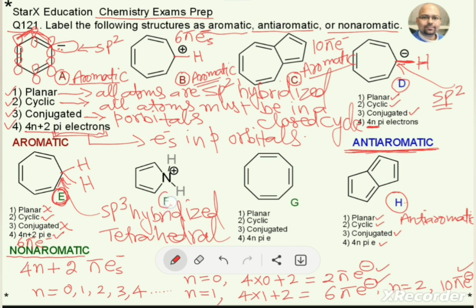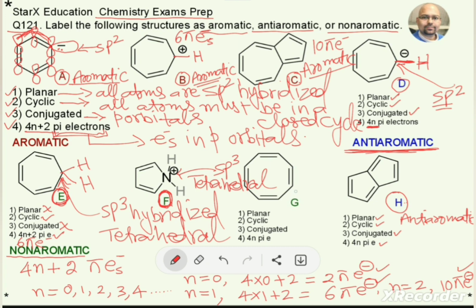Similarly, if we look at species F, we notice that this species is just the result of the protonation of pyrrole, and pyrrole was aromatic as we saw yesterday. However, once you protonate the pyrrole's nitrogen, the geometry changed here. So this became an sp3 hybridized nitrogen, and therefore the geometry became tetrahedral. And for that reason, this species is non-aromatic.